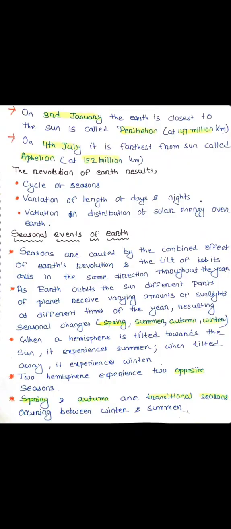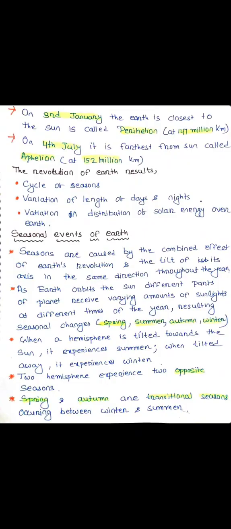that is called perihelion, and it is at 147 million kilometers from the sun on 3rd January. And on 4th July, it is furthest from the sun, which is called aphelion, and it is at 152 million kilometers from the sun on 4th July, which is the aphelion.